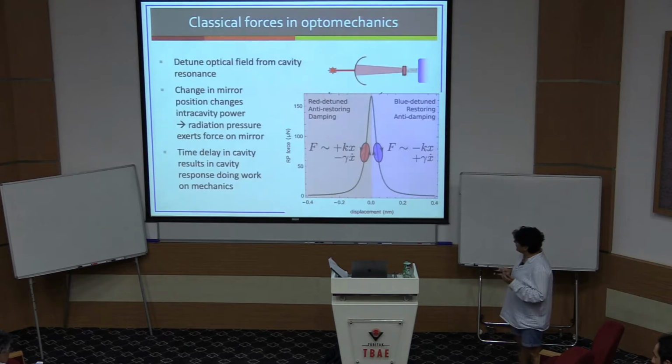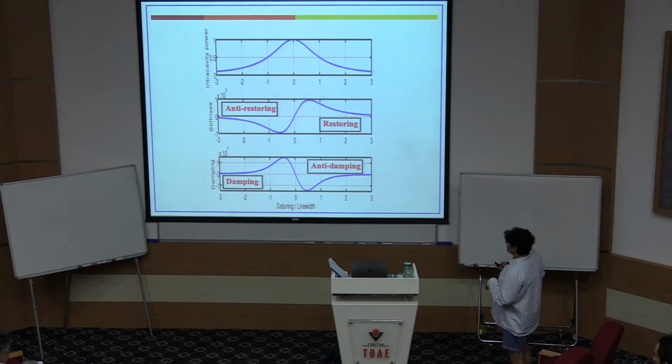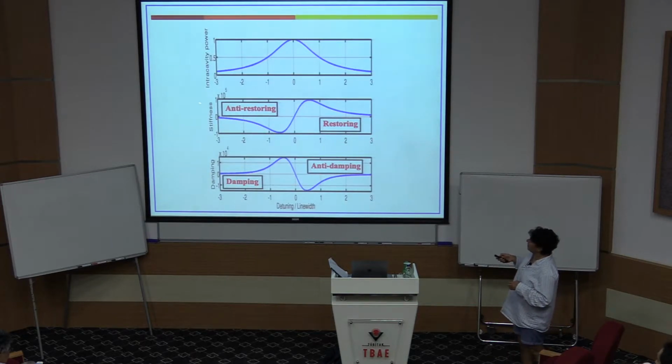So now we know that we can use this as a force. This is just a picture of what those forces look like. You know that if you have a complex spring constant, the real part corresponds to stiffness, and the imaginary part corresponds to damping. So this just shows in a graph the thing I said in words. Here is the intracavity power, and here is the real part of the spring constant. You can see it's positive and therefore restoring on the blue side, and vice versa on the red side. Okay.